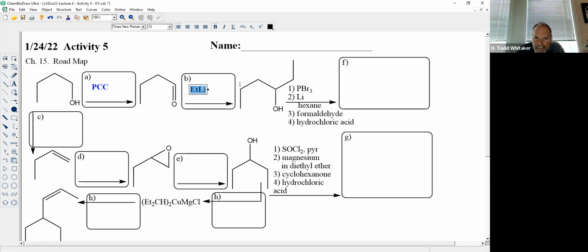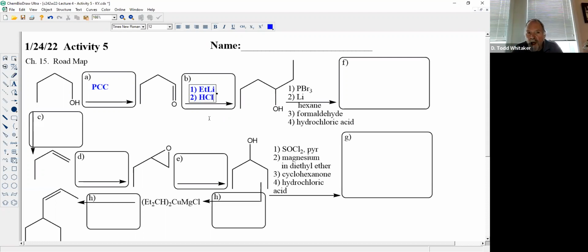That will not give you the product drawn. That will give you an O-. Listen carefully. Every time you use an organolithium or a Grignard reagent, which would be ethyl magnesium bromide or ethyl magnesium chloride, you must follow it with hydrochloric acid to get the H onto the O.